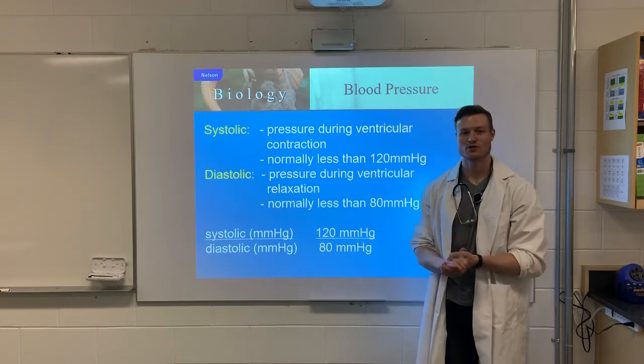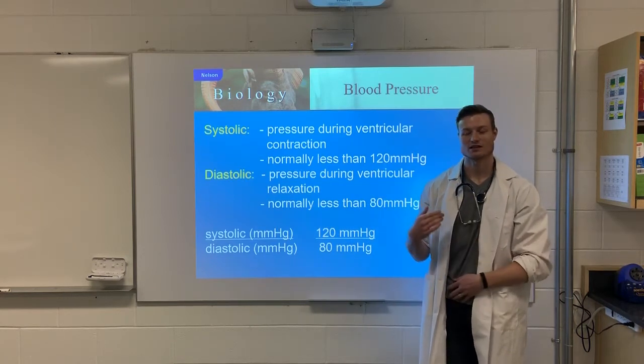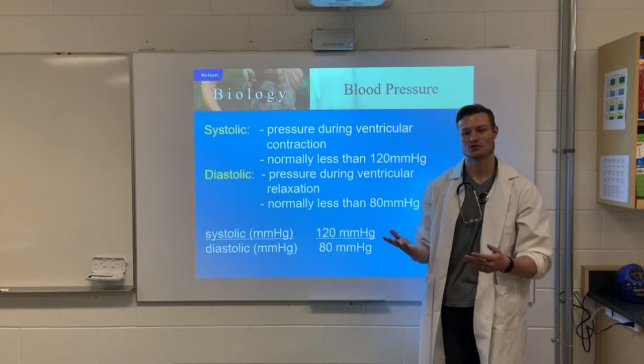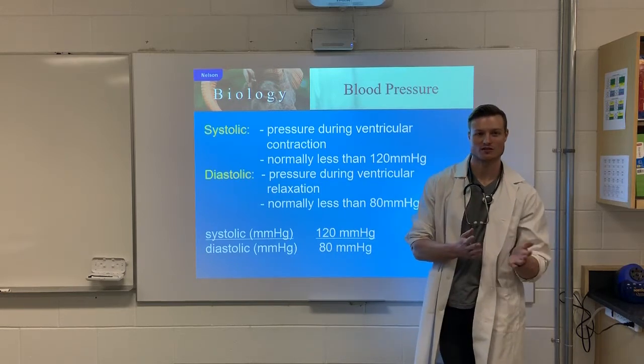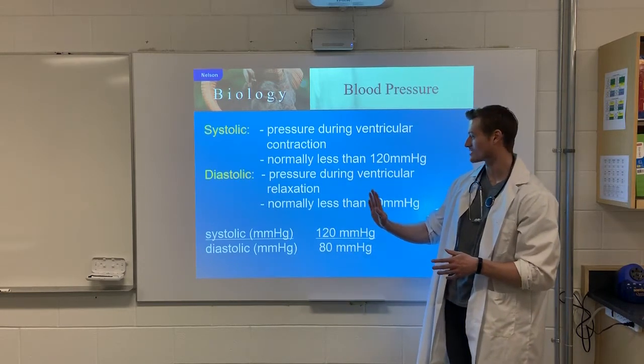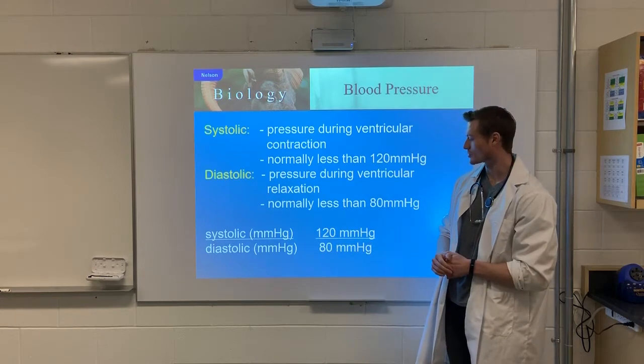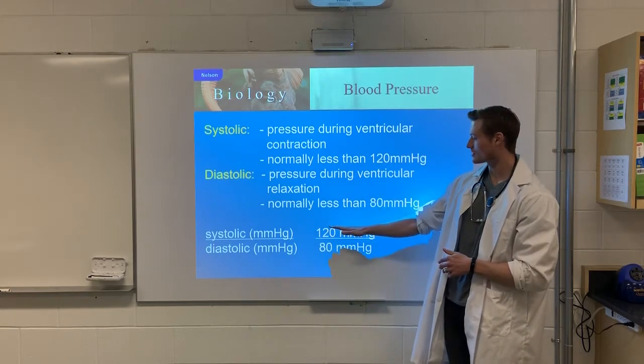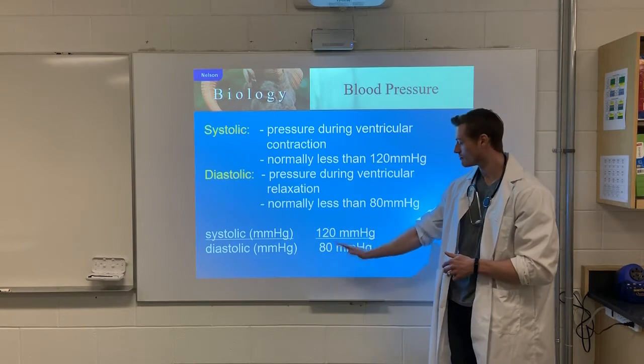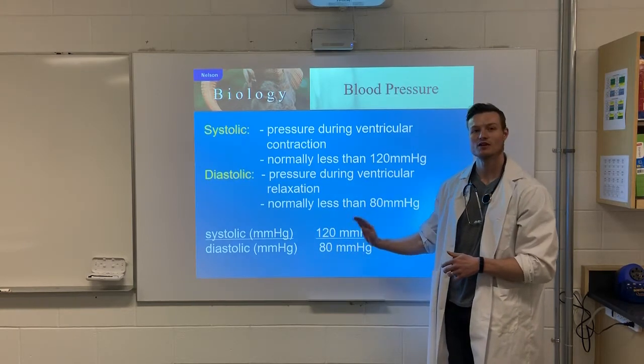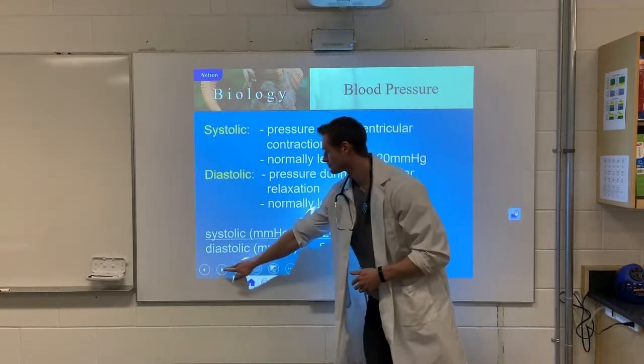Nowadays, you just do a quick machine. Like I said, Shoppers, Superstore, most grocery stores have this, pharmacies, you go to the doctor's office, you can just do a quick blood pressure test to make sure everything's all good. So, one more time. Top number is your systolic, ventricular contraction. Bottom number is your diastolic, ventricular relaxation.